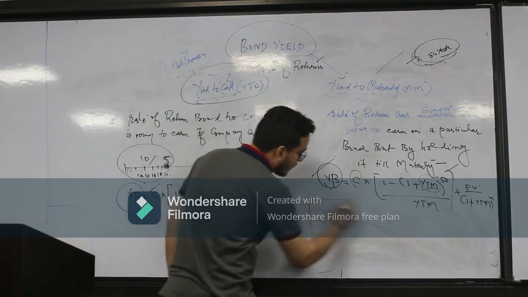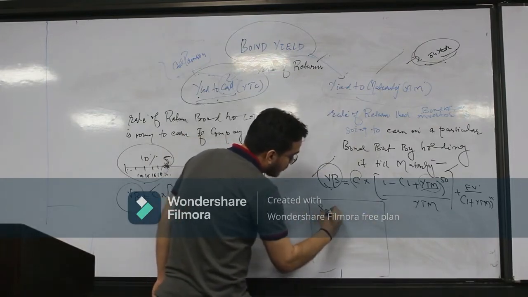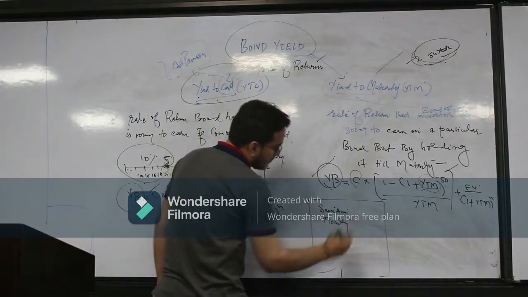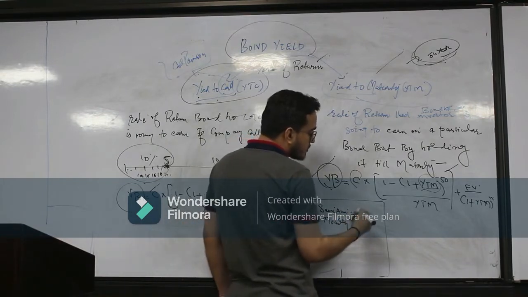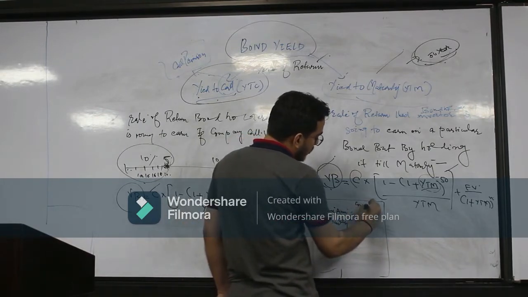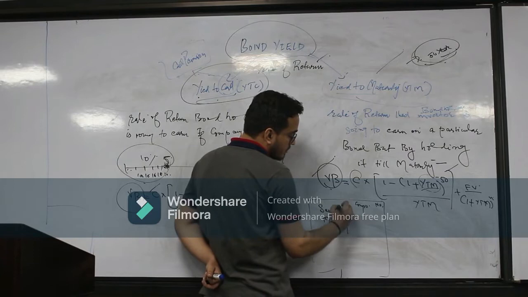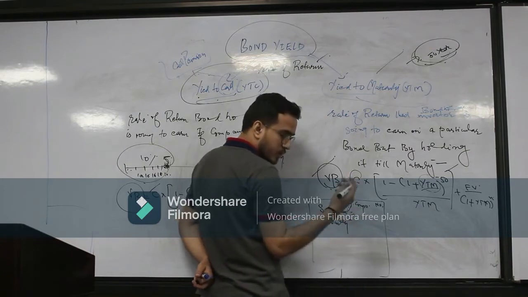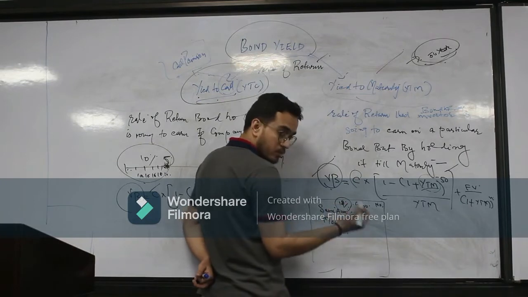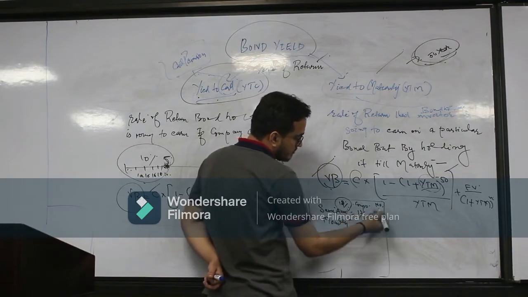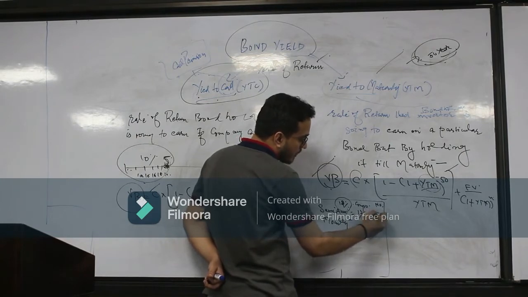I am again doing it for you people. If it's semi-annual or monthly, then what should we do? Let's suppose it's semi-annual, then coupon and number of periods. If the coupon is 12%, then semi-annually the coupon will be 12% divided by 2, equal to 6%. And the number of periods, let's suppose 1 year, so 1 multiplied by 2 equals 2. So N will become 2.